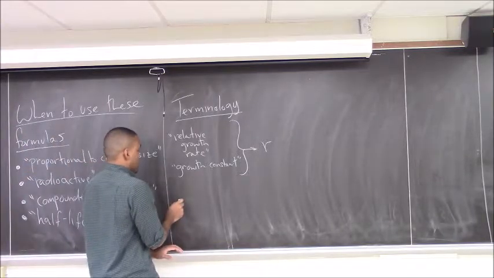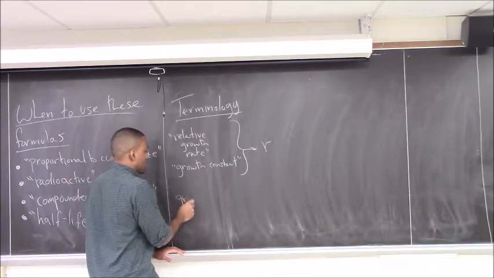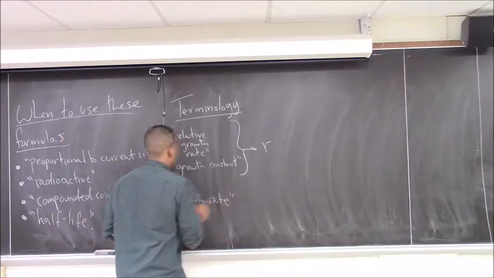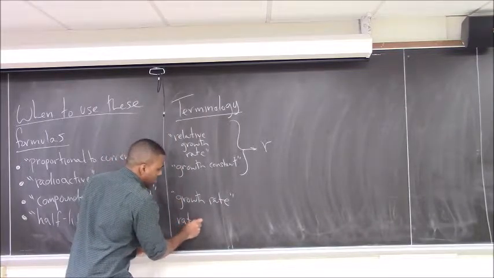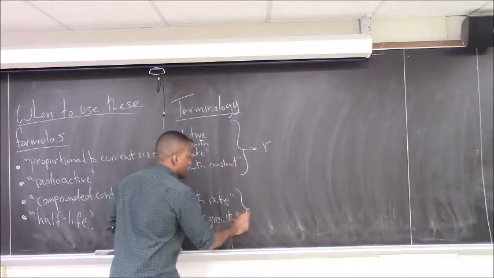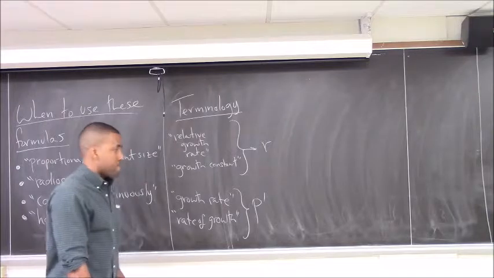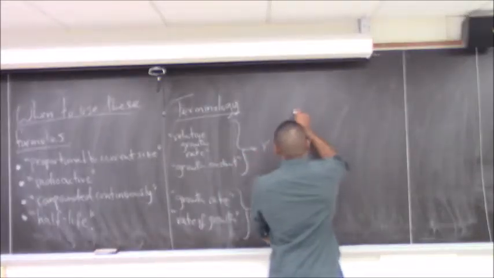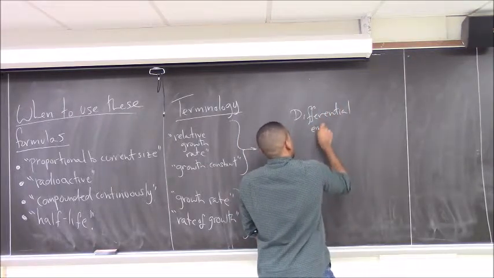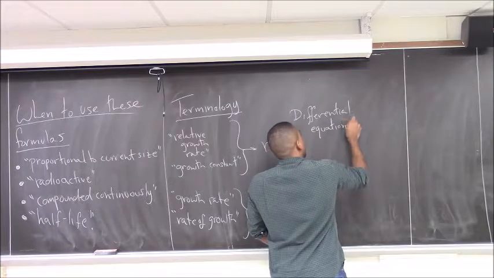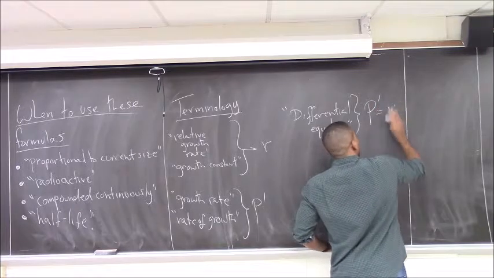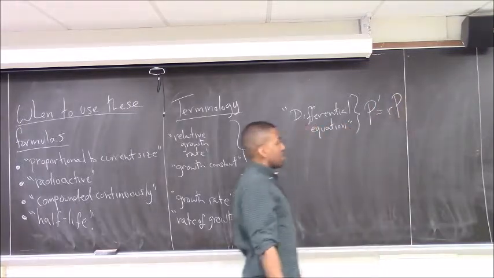It's a bit confusing because they both have growth in the name, but if you see growth rate or rate of growth or rate of change or something similar, this is referring to P prime in your formulas. If you see something like differential equation, that refers to the equation P prime equals rP or -rP, depending on the situation.